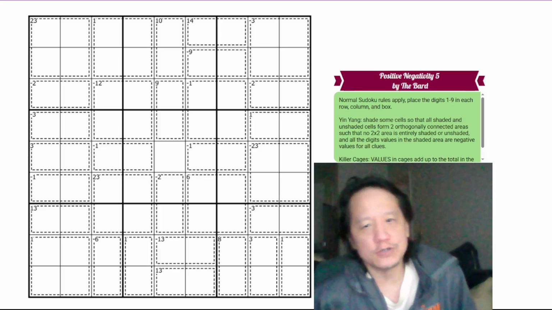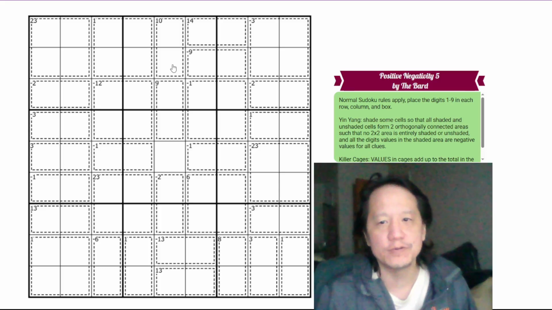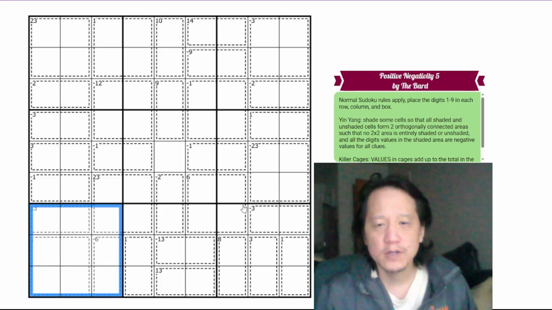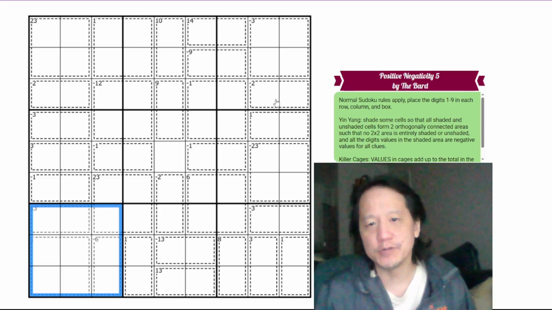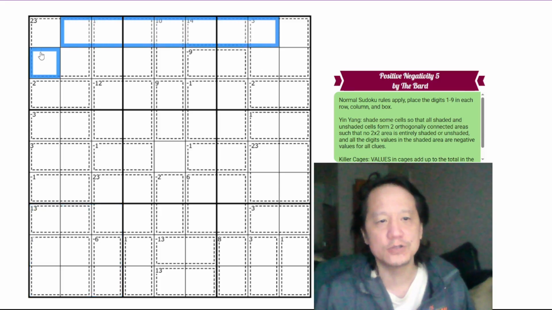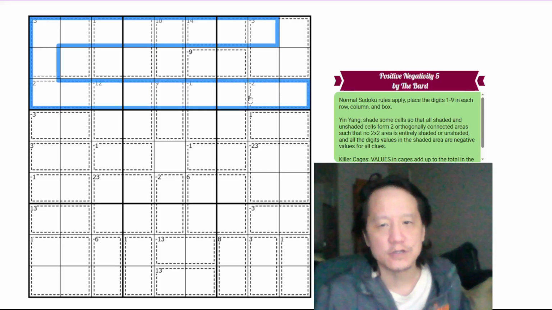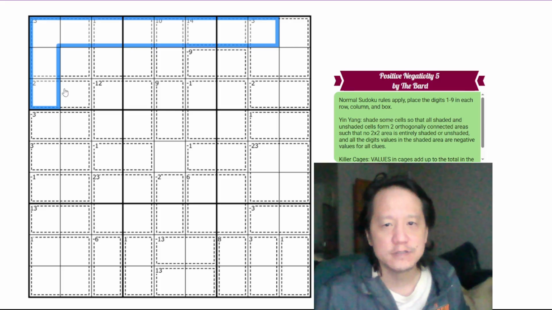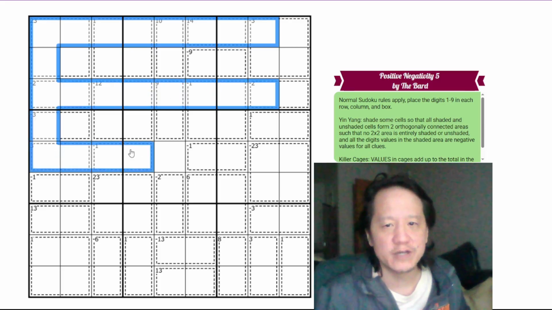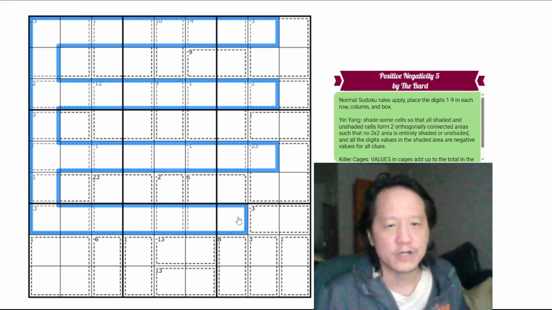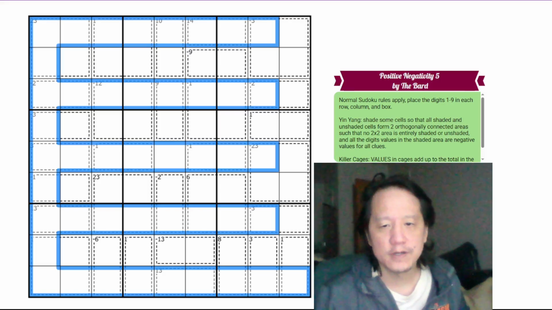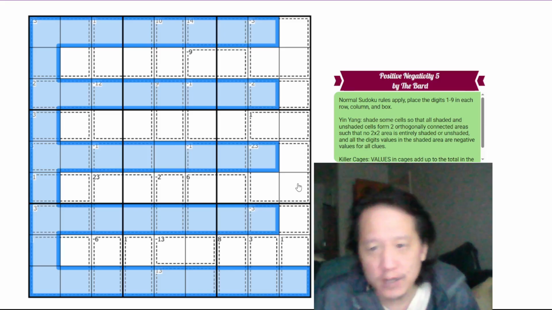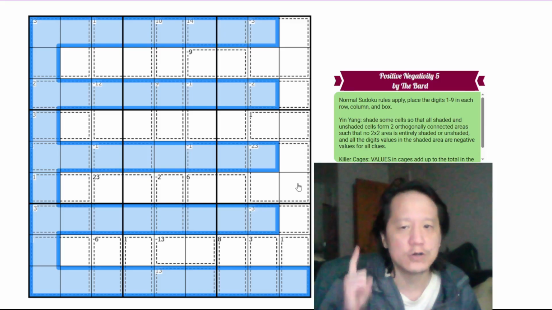Normal Sudoku rules apply, which means place the digits 1 through 9 in each row, column, and box. We have yin-yang shading, where we need to shade some cells so that all shaded cells and unshaded cells form two orthogonally connected areas, such that no 2x2 area is entirely shaded or unshaded. And all the digit values in the shaded area are negative values for all clues.